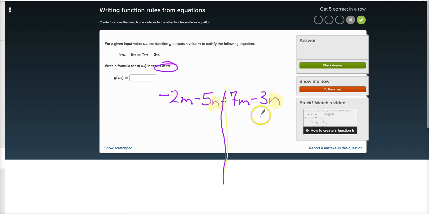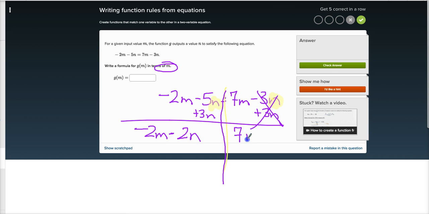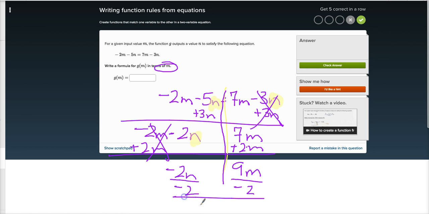On this side, it's minus 3n, so to eliminate it, I just do plus 3n, plus 3n. I end up with negative 2m minus 2n equals 7m. So here's the case. I'm still trying to get this n all by itself, so it could be left alone. Get rid of minus 2m and add 2m to do that. I get 9m. What do I need to do to get rid of times negative 2? I just divide. n is equal to negative 9 over 2 m.